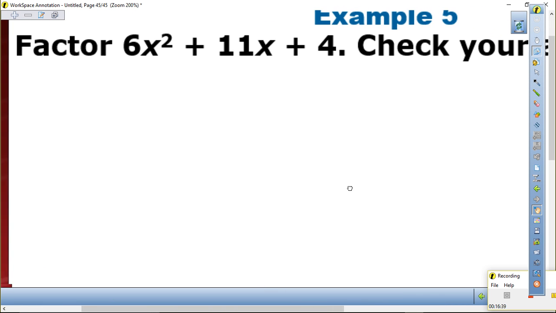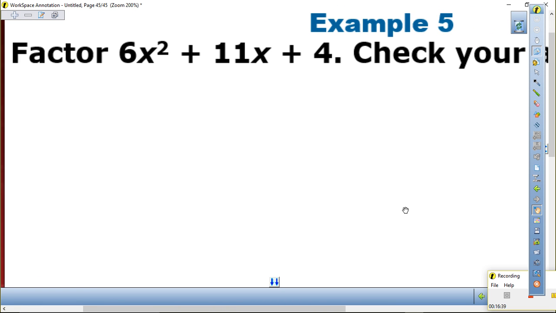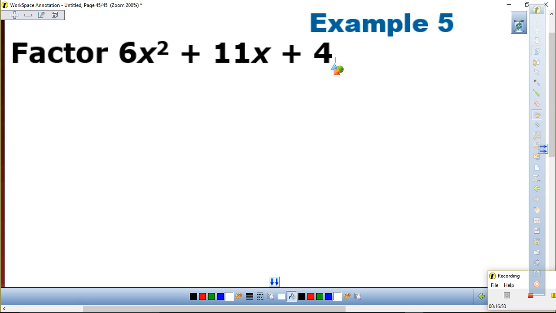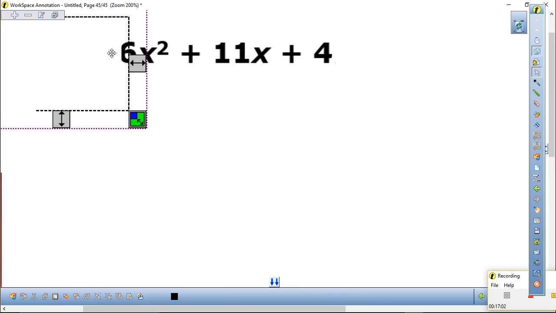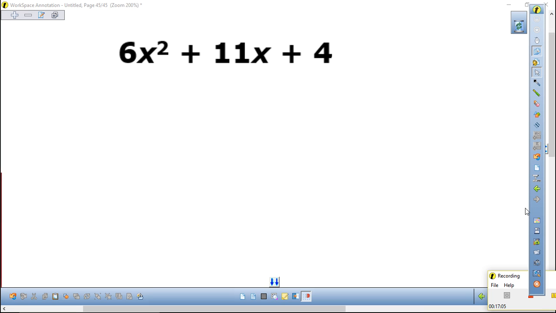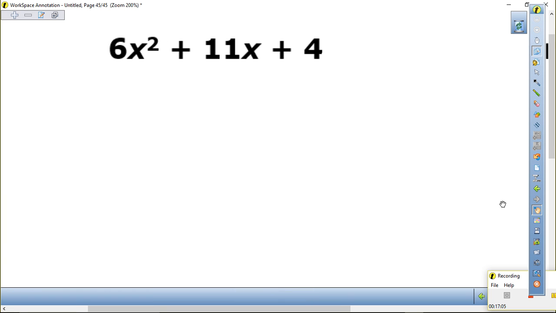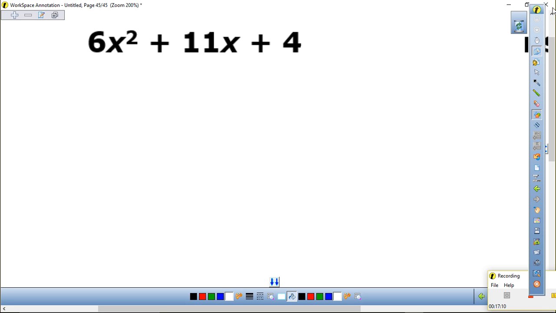Oh, yeah. Oh. I'll show you guys later. But for right now, focus. Copy this one. Example 5. Okay, writing utensils down.